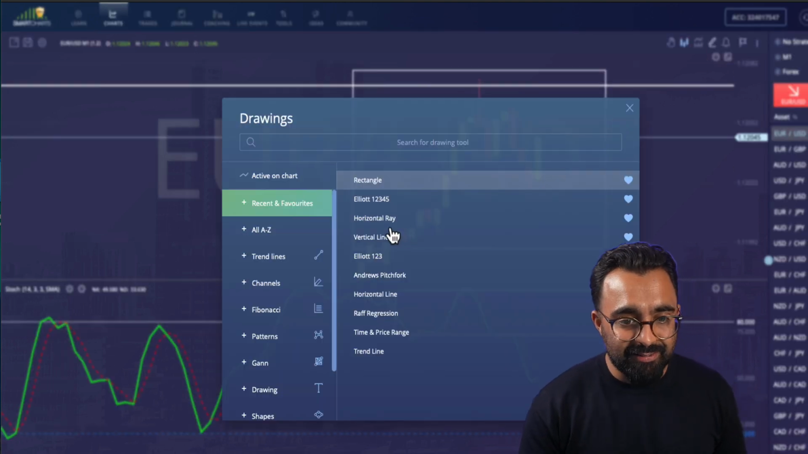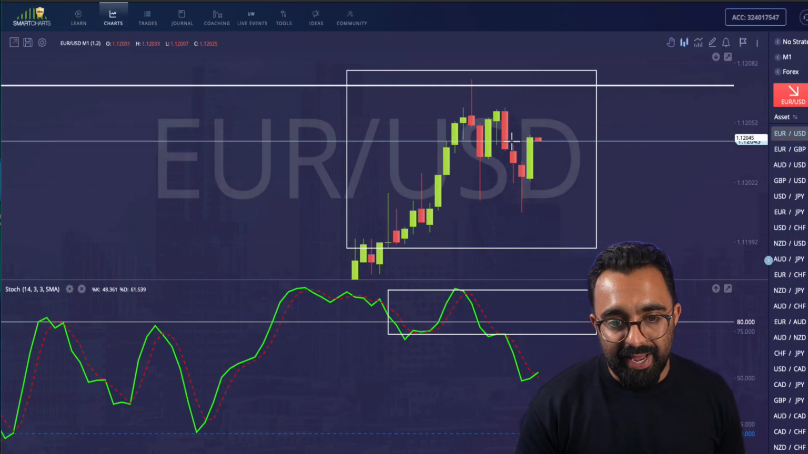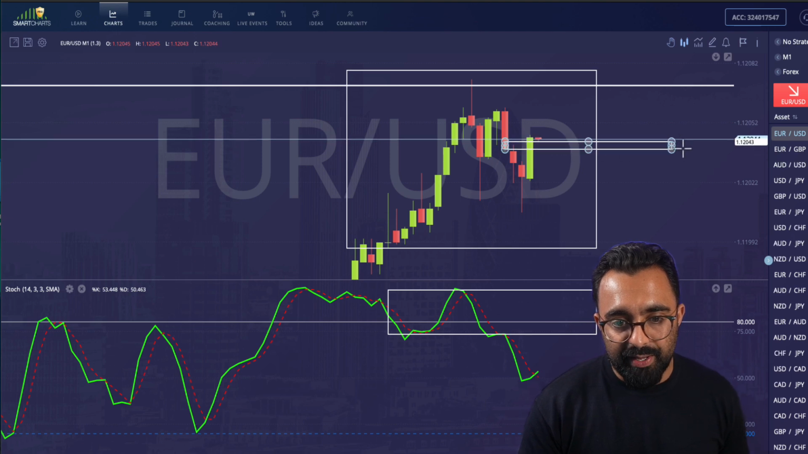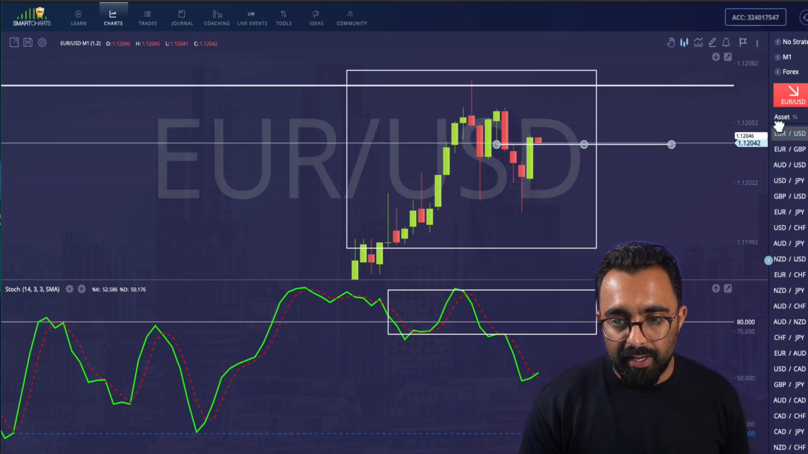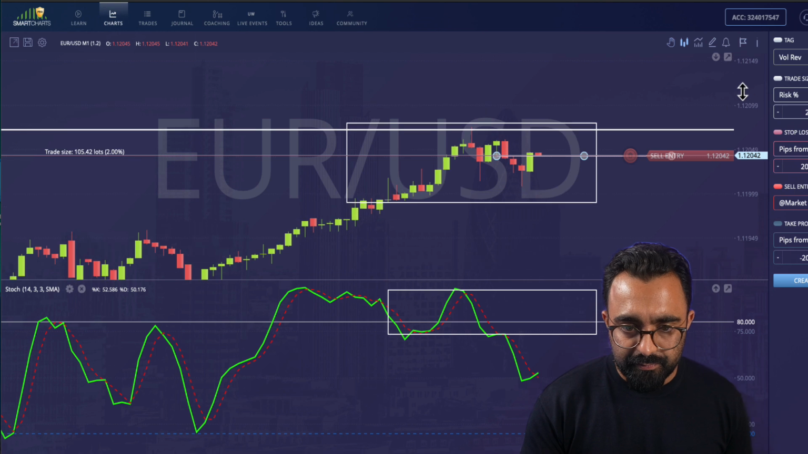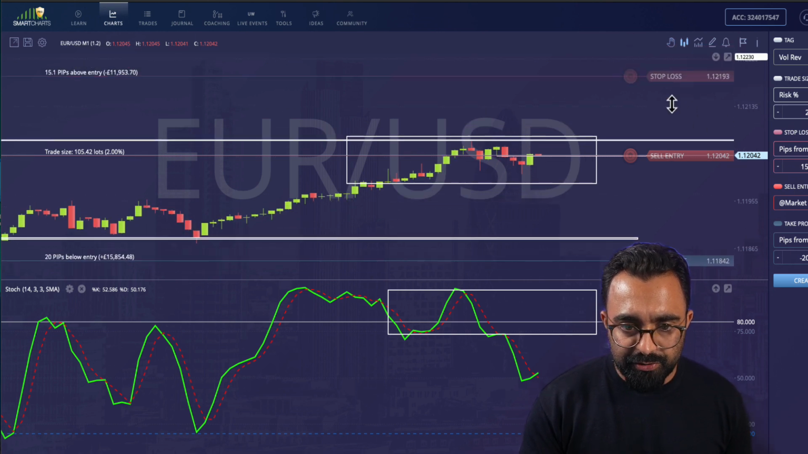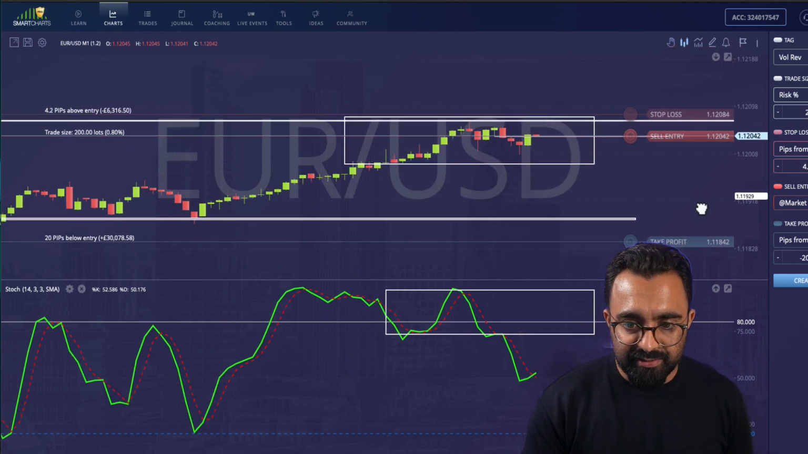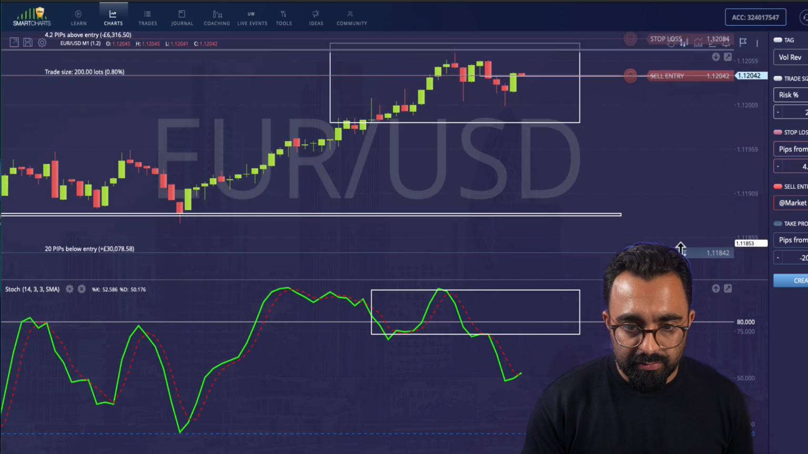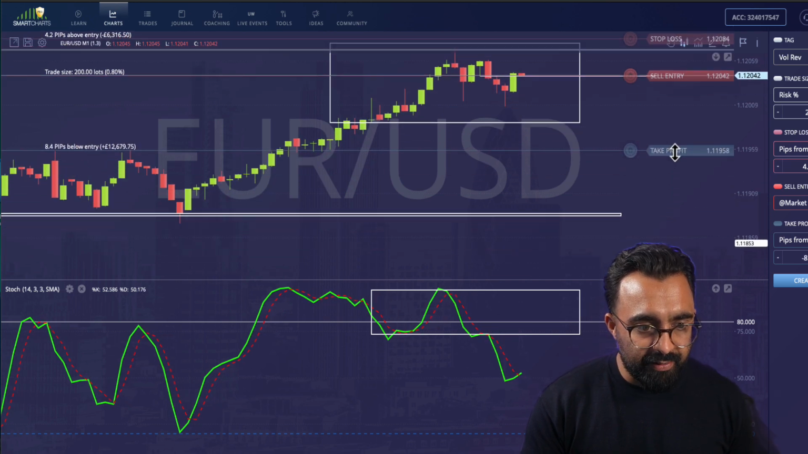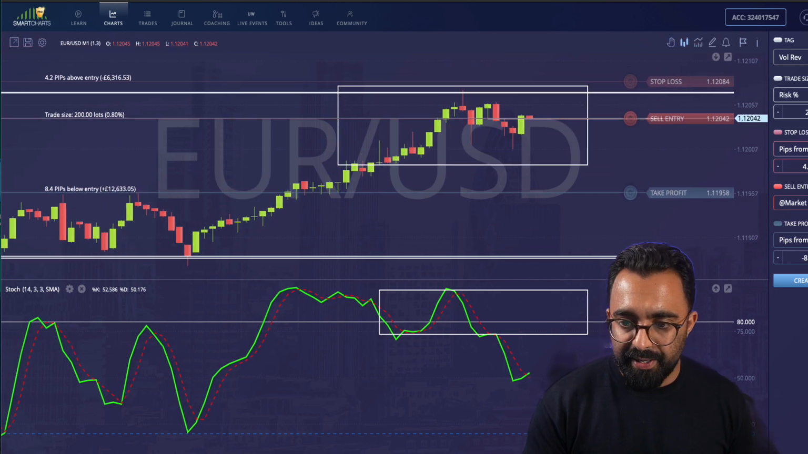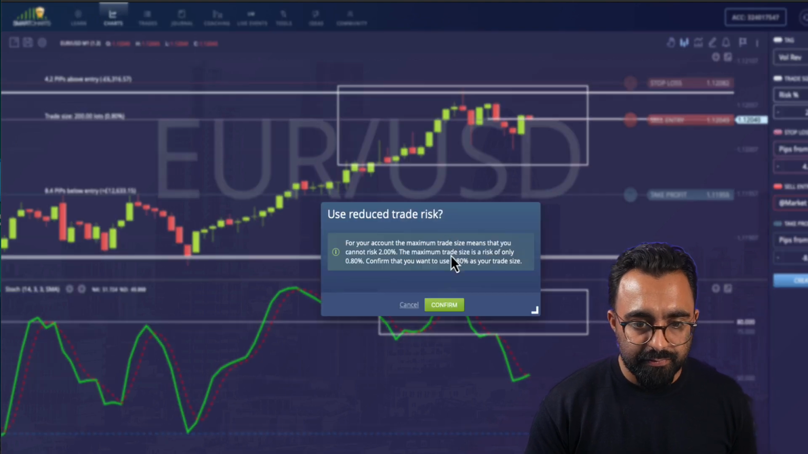And in this case, we will call this a re-entry. So we put that level here off that swing, and we're going to place a sell with the stop loss just above there, and we're going to sell just back to this area here, around about 8 pips, and we sell.